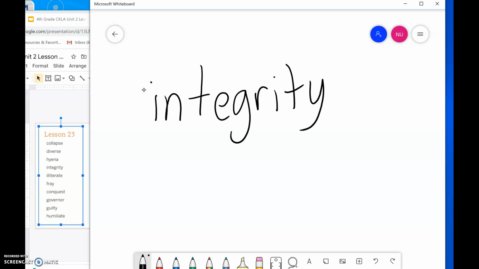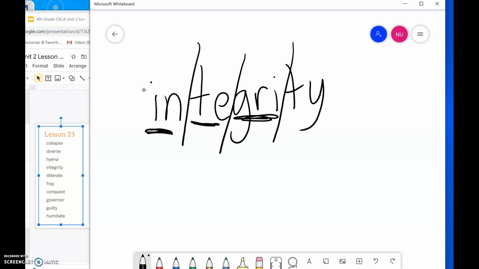So this has 3 syllables, integrity. Oh, I actually counted 4. So integrity. So 4 syllables in this word. We just have in like normal, te with a short E, gri with a short I, and then ty.